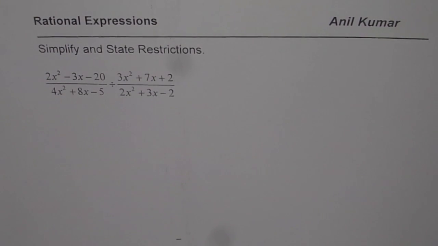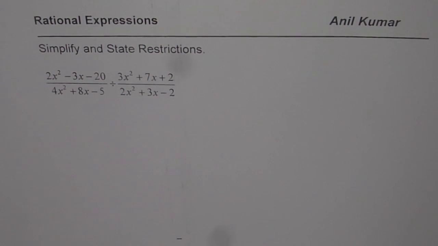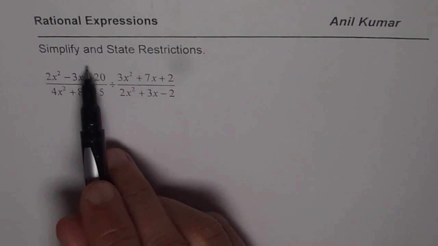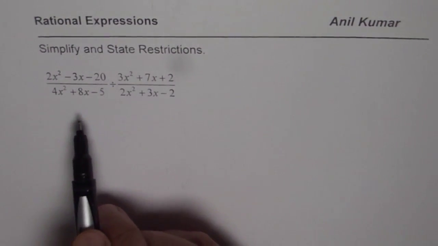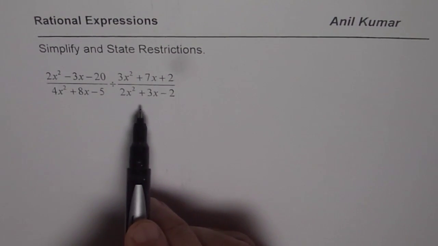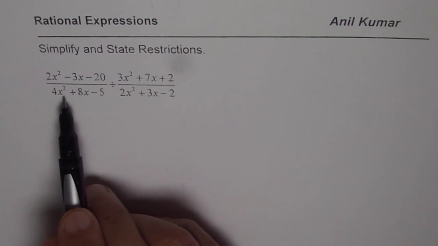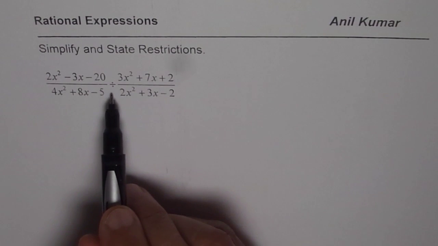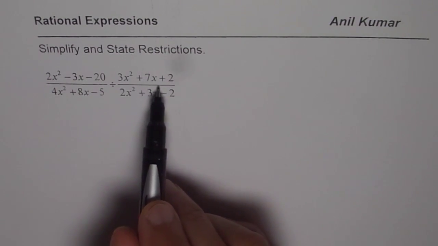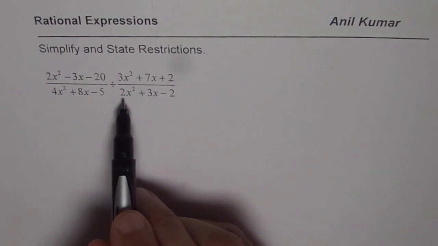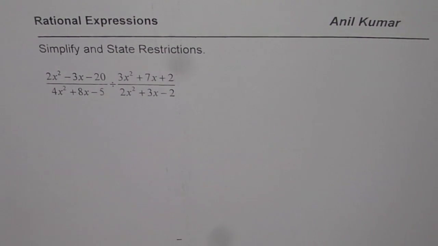I'm Anil Kumar, and this particular video is really a test of you on factoring trinomials. The question here is: simplify and state restrictions. So we have a rational expression here, which is (2x squared minus 3x minus 20) divided by (4x squared plus 8x minus 5), divided by (3x squared plus 7x plus 2) divided by (2x squared plus 3x minus 2). You can actually pause the video, copy this question, and then check with my answer.